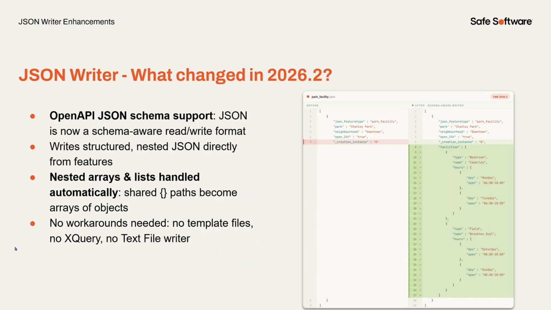In 2026.2, the writer now has native OpenAPI JSON schema, so it writes structured nested JSON directly from your features. Any attributes sharing a list path become arrays of objects, and no template files, no xquery, no text file writer anymore. Now let's hop over to FME Form to take a look.